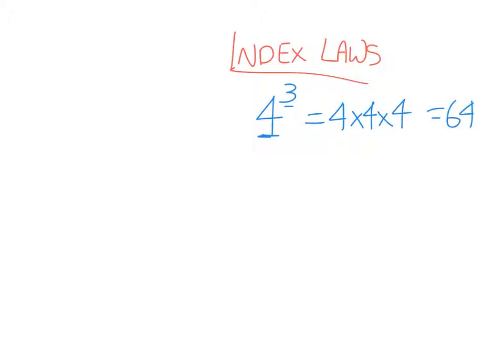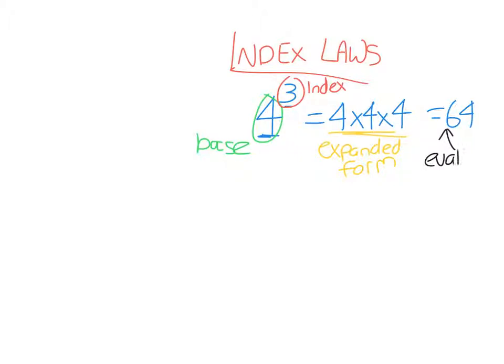So we call this number that's being multiplied the base, and this small number is called the power or the index, hence the name index laws. So writing it like this is called expanded form. If you're ever asked to write in expanded form, it's something times by itself a number of times. And this is the answer you'd give if it said evaluate or give the value of.